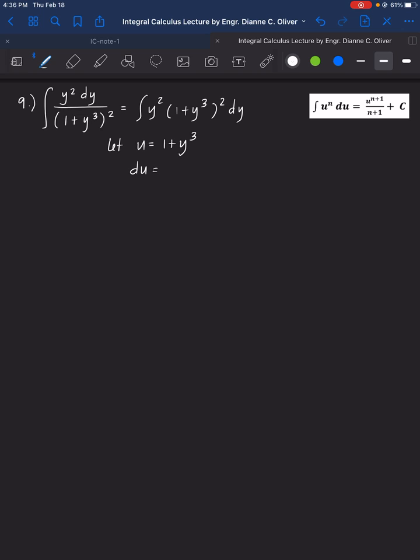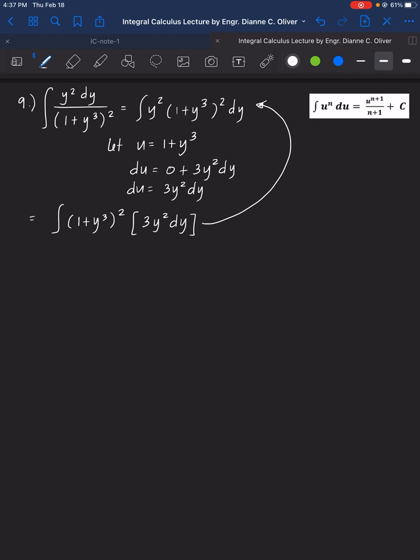Now du is equal to 0 plus 3y squared dy, or that is du is equal to 3y squared dy. Now if we try to use this pattern, we will write here integral of u. The one we used here as u is 1 plus y raised to 3, and the exponent will be the exponent of 1 plus y raised to 3, which is 2. Then, what is our du? Our du is 3y squared dy.